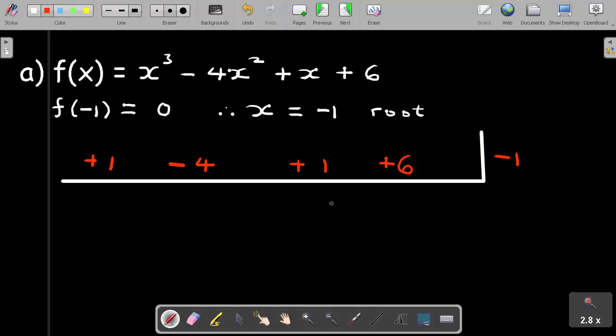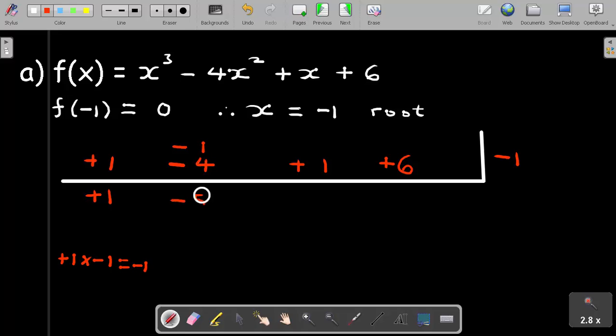Now this is how the method works. First, whatever is here, you bring it down the way it is, so positive 1. The positive 1 is now multiplied by negative 1. What is positive 1 times negative 1? It gives us negative 1. Then you add: negative 1 plus negative 4. What do you get? I get negative 5.